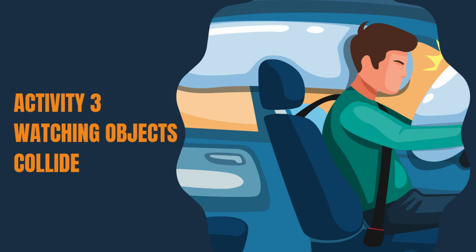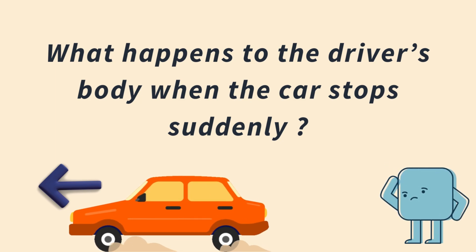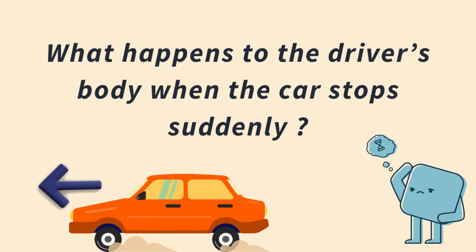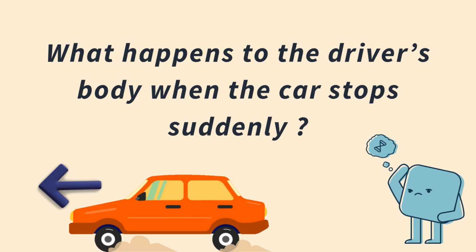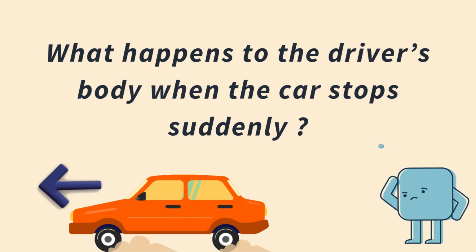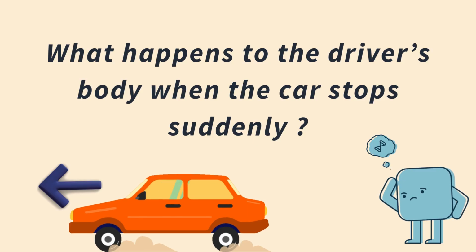Here we have activity 3, watching objects collide. Here we will see what happens to the car when it stops suddenly or collides with something, okay? So first, if there is a driver driving a car and suddenly something happens, the car collides with an object and stops. So what happened? The car stops suddenly. What happens to the driver's body when the car stops suddenly? Think with me.